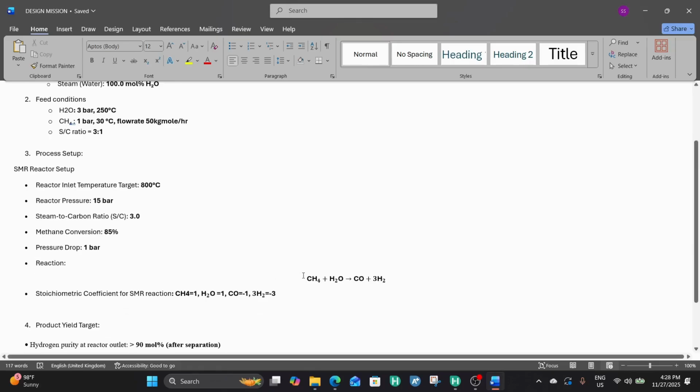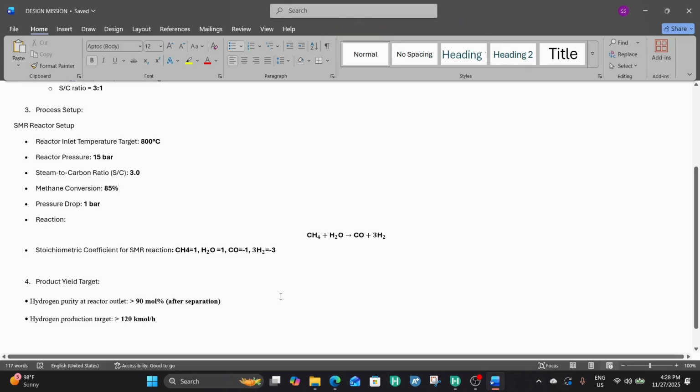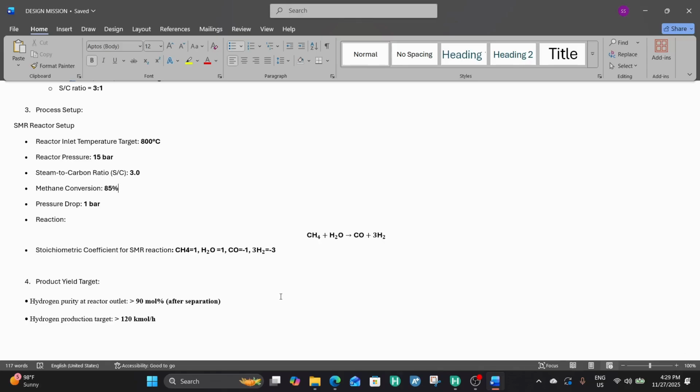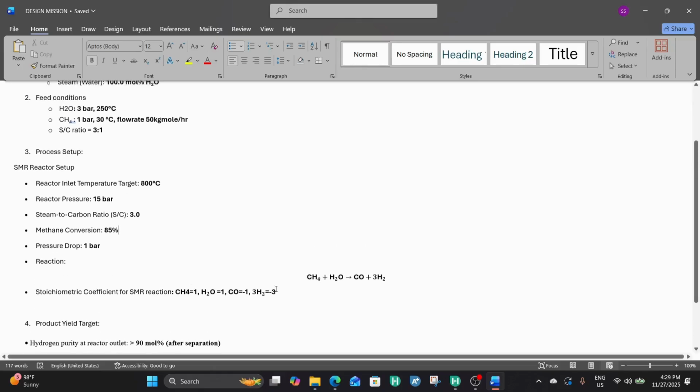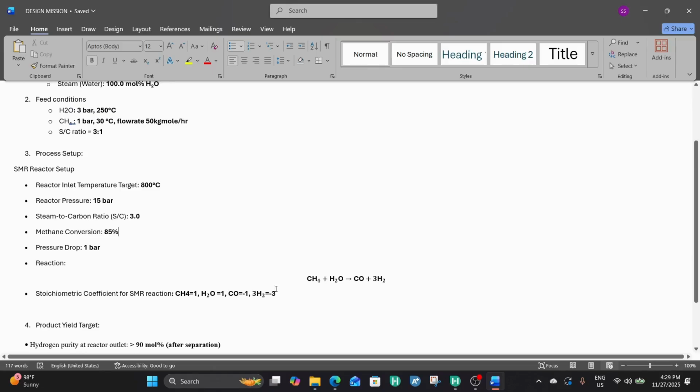The reaction goes as follows. We're having our methane reacting with water to produce carbon monoxide and hydrogen gas. The stoichiometric coefficient of our SMR reaction is also given. Then our product yield targets for our hydrogen, the outlet of our reactor, expecting a purity of 90% with respect to mole fraction for our hydrogen. And then the hydrogen production target, we're expecting about 120 kilogram mole per hour of hydrogen with respect to the flow rates. So with this, we have most of the information needed to carry out our simulation.